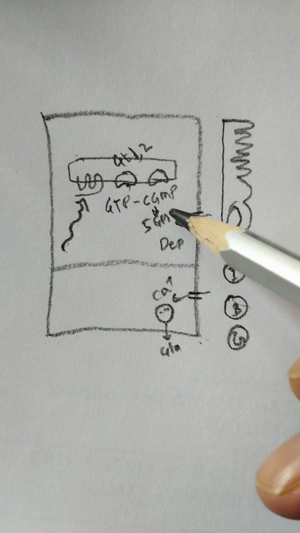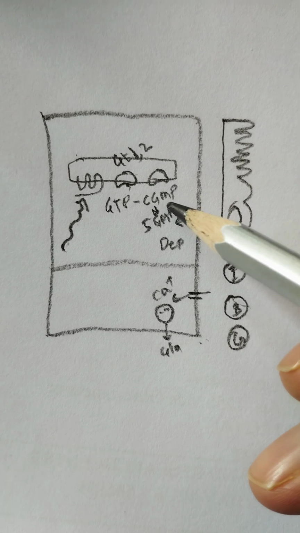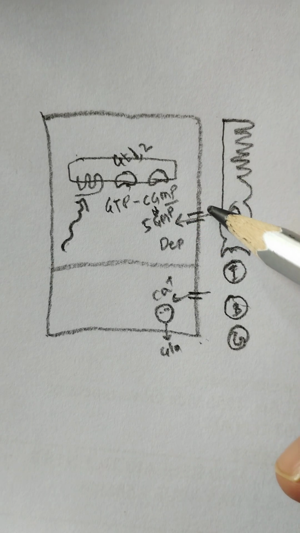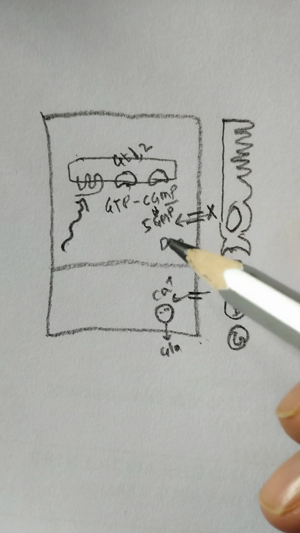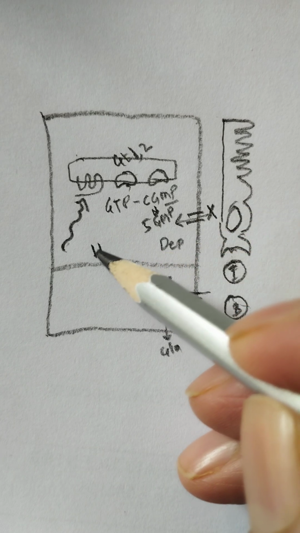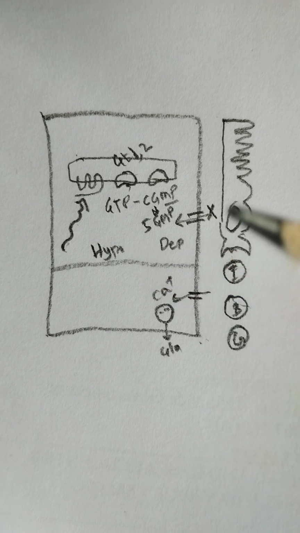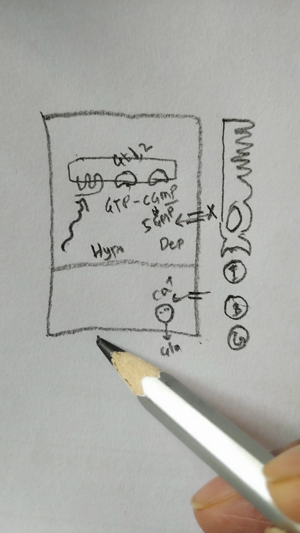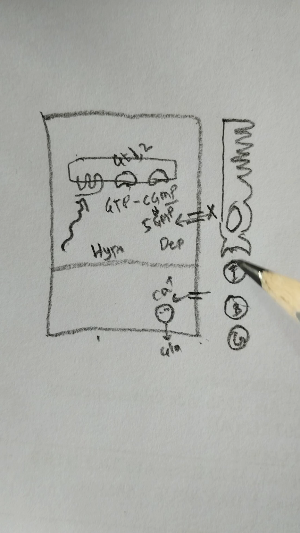So the decreased levels of cyclic GMP cause the closure of the sodium channels. So that leads to hyperpolarization, and hyperpolarization leads to decreased release of glutamate. That is going to inhibit the inhibitory neurons, and this disinhibition of the bipolar cell causes its excitation, and it is going to send impulses to the ganglion cell, to the brain.